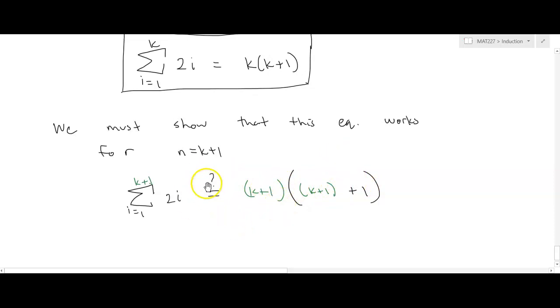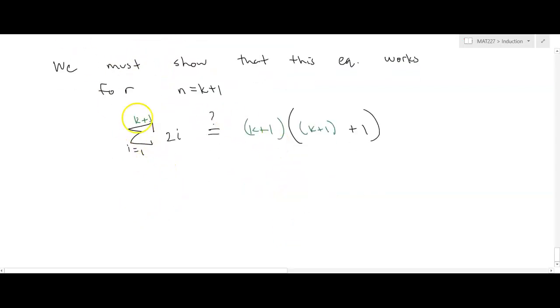And we haven't shown this is true. We want to establish that this works. So once again, what we're going to do is clean up this right side and distribute this out a little bit. And then we'll also break up this k plus 1 sum into a sum that goes up to k. So let's go ahead and do that first.